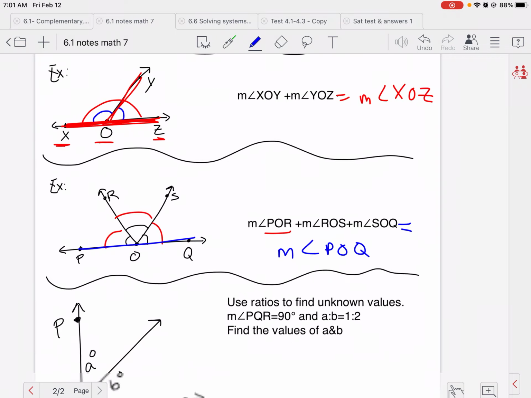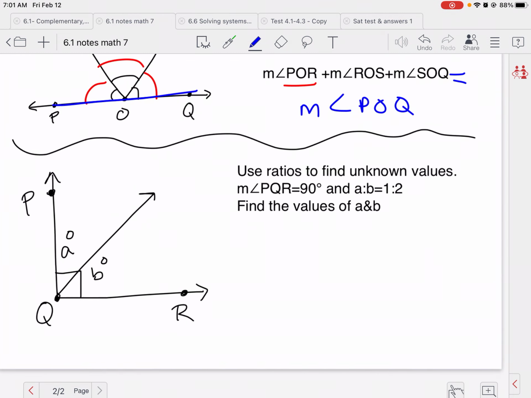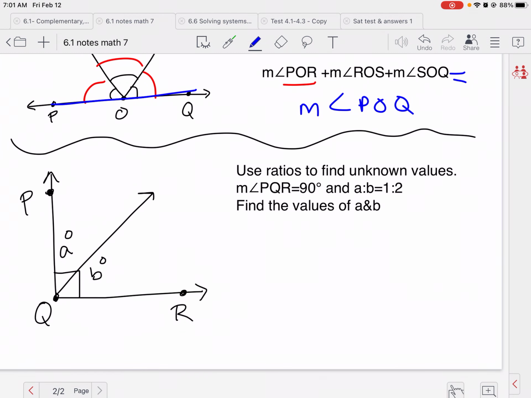All right, this next one will trip up students, but you can do it. It says use ratio to find the unknown values of the measure of PQR, which we know is 90 degrees. But we just know that this one is angle A and this one's angle B. We don't have any measures to start with. But we know that for every one part of A, there's two parts of B. So there's one part of A and two parts of B. Well, what I'm going to do is I'm just going to add an X.